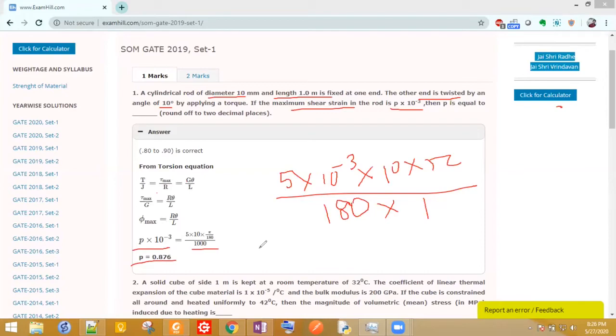So P into 10 to the power minus 3 is equal to, seeing the calculator, 8.7 into 10 to the power minus 4. On the other side we have 10 raised to minus 3. If you divide, remember you need to calculate the value of P only, not the power of 10. In the question only the value of P is asked. So 0.87 will come. I have done the calculation, and 0.87 is coming.